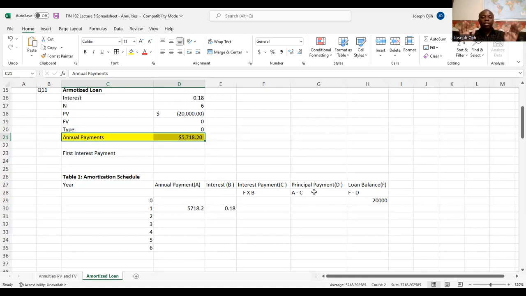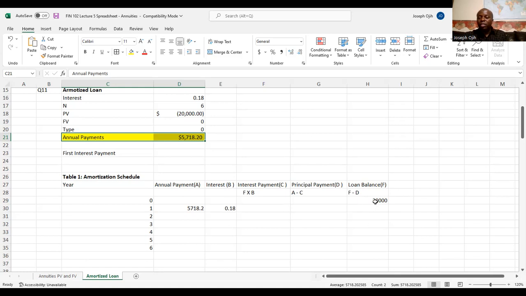So when you make the payment each month, the payment is $5,718.20. So part of this payment goes to the interest, and part will go to the principal. That's the amount to reduce the amount you borrow. So that part is called the principal payment. The next is the loan balance. So the balance that's left after that payment.